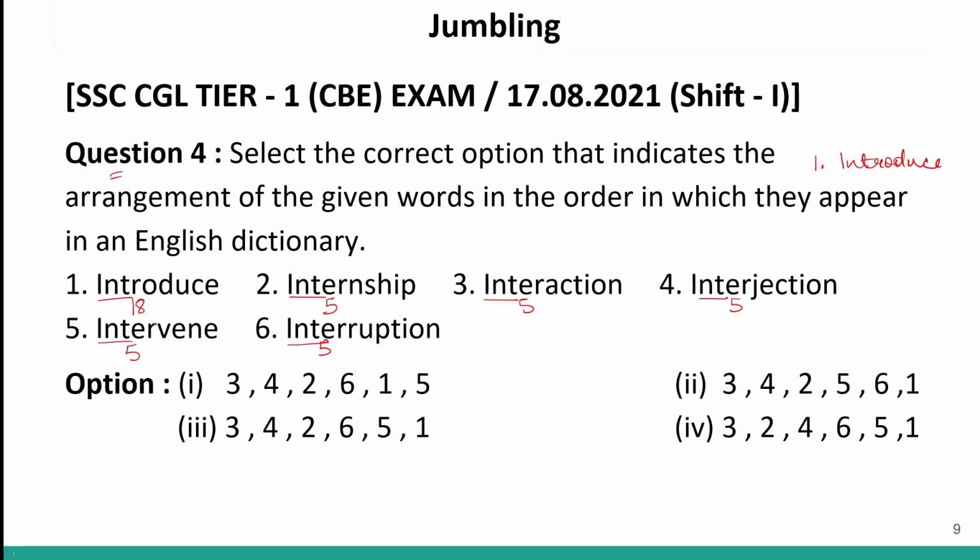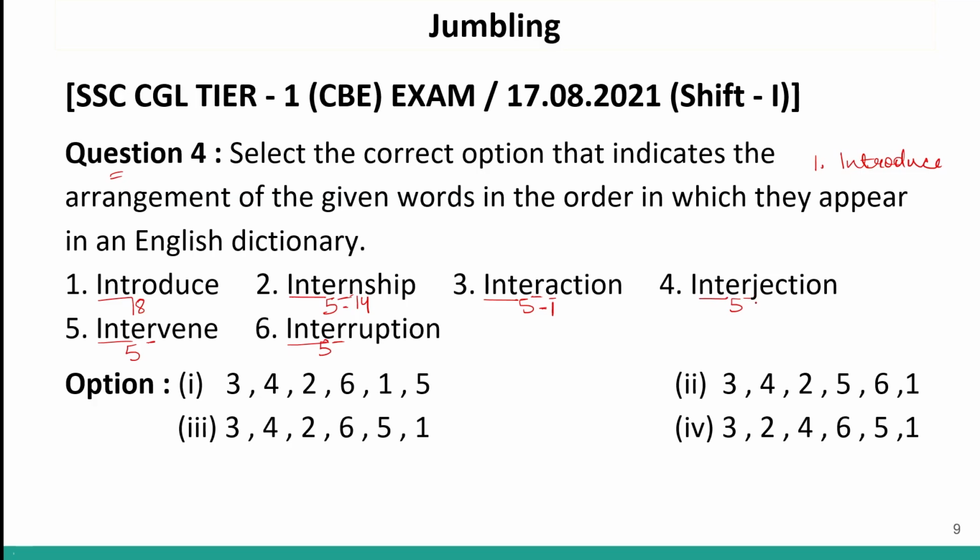Correct? Now let us look at the next letter. So R is again same in all the words. After E we have R, which is same. So next, let us move on to the next letter. Over here in the second one we have N. N is 14. Over here we have A, which is 1.